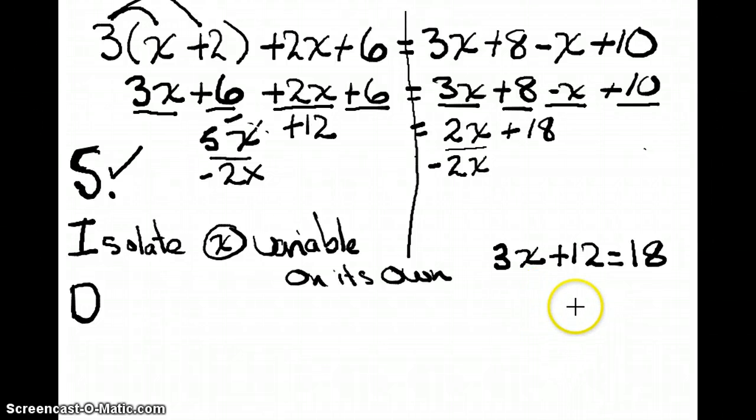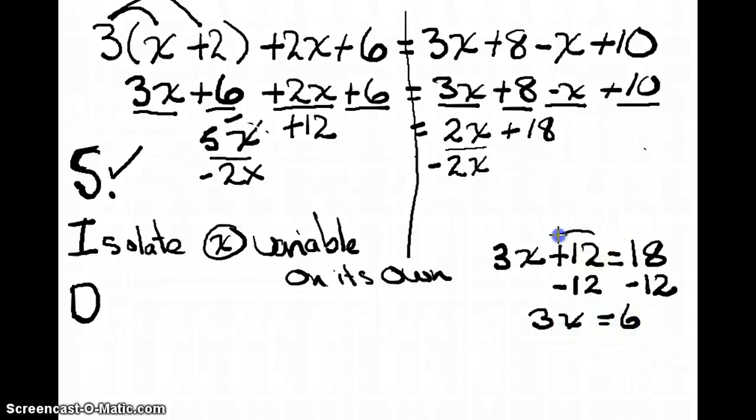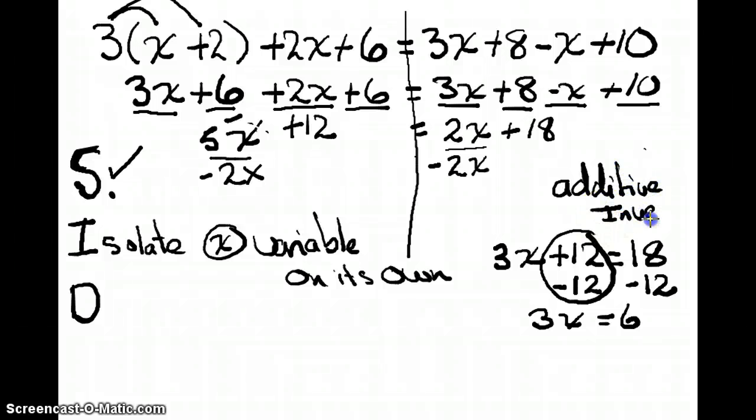Okay, so again, we said if we want to get rid of something, we can do the opposite. 12 minus 12 gives me 0. 3x equals 6. Now this property right here, where we add the opposite, is called the additive inverse.